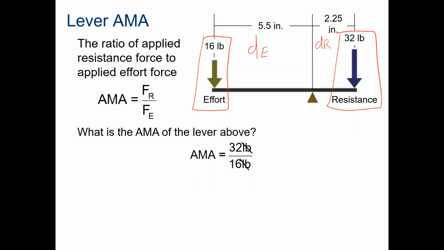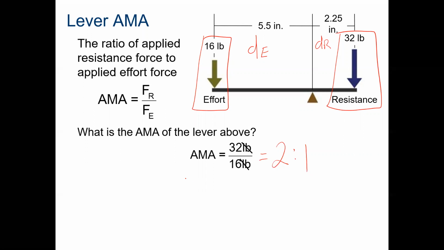The AMA, so if you remember, AMA is equal to FR divided by FE. We want to know what AMA is. If you remember what AMA stands for, it's actual mechanical advantage. And so AMA in this case is FR divided by FE. FR is 32, FE is 16. And so 32 divided by 16, I get a ratio of 2 to 1. Generally you want to write your mechanical advantages as a ratio.